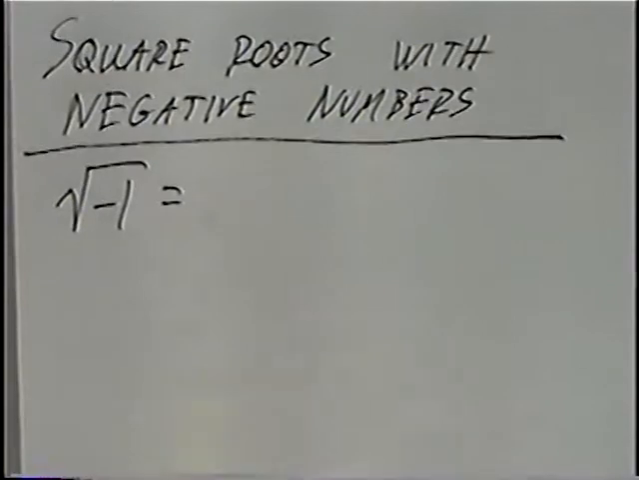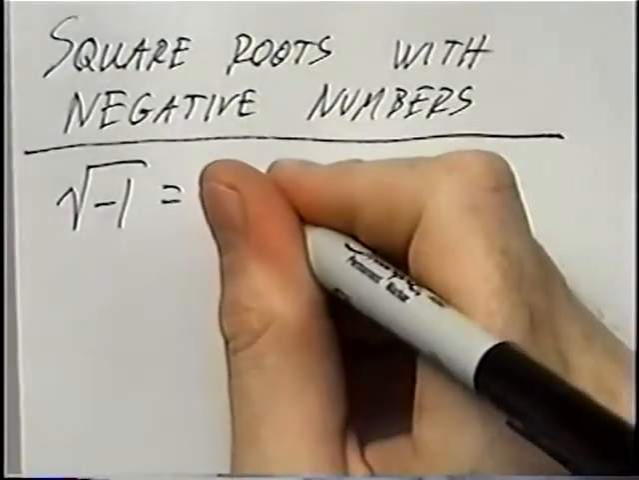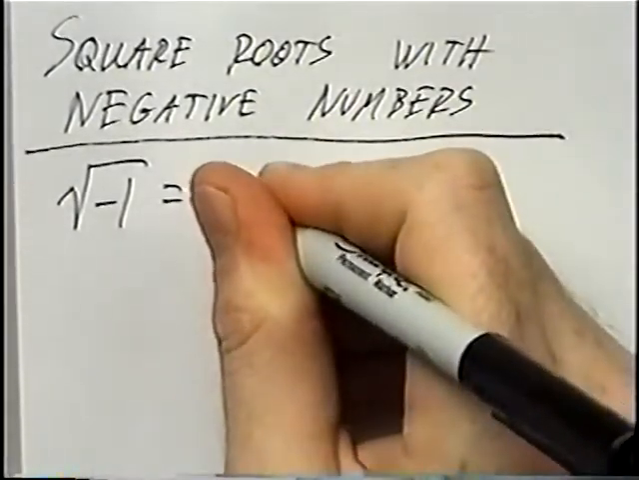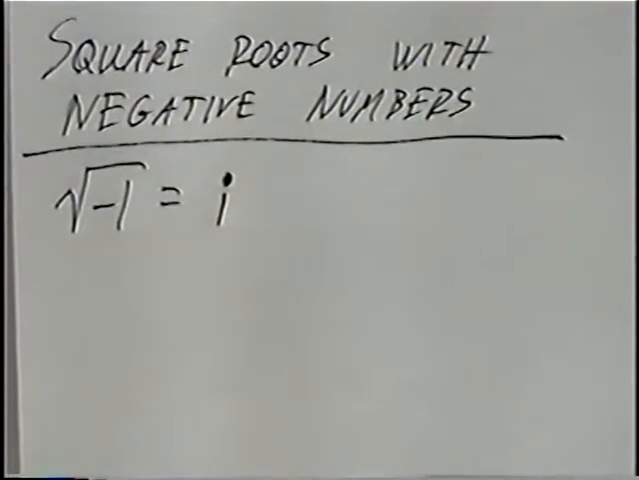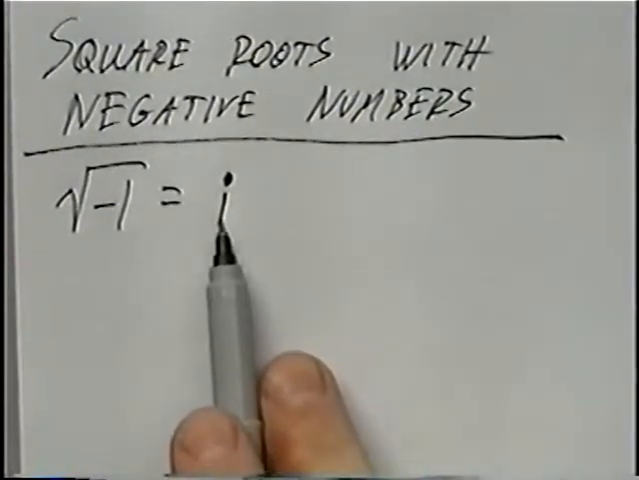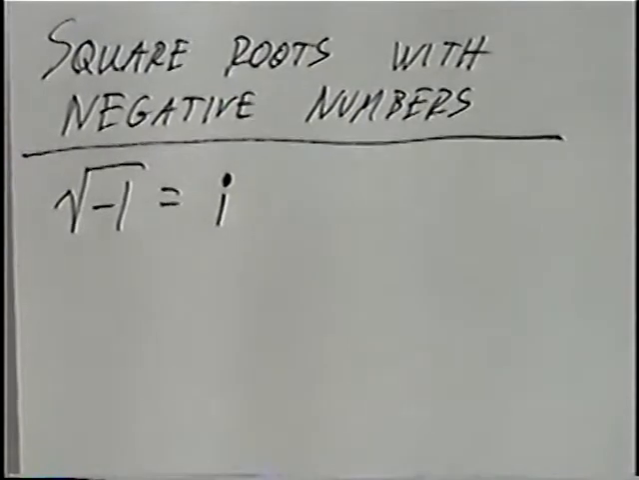There is no number times itself that equals negative 1. So a new definition that we use, a new variable, letter i, will be an imaginary number. i will stand for the square root of negative 1. In other words, i times i would be negative 1.